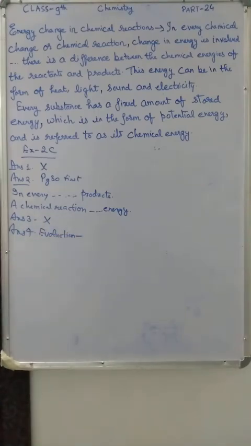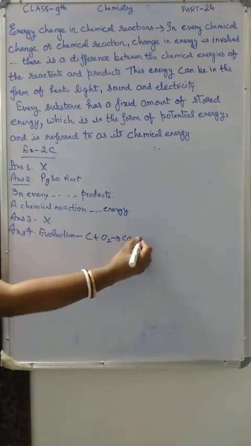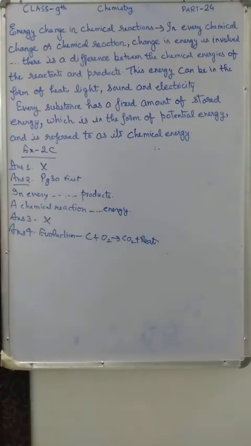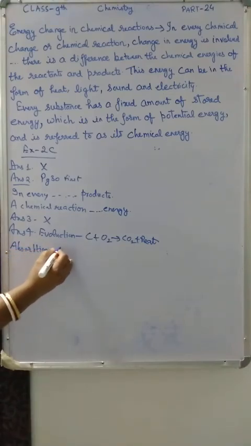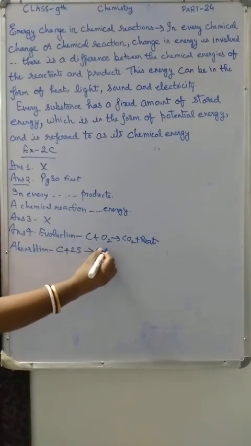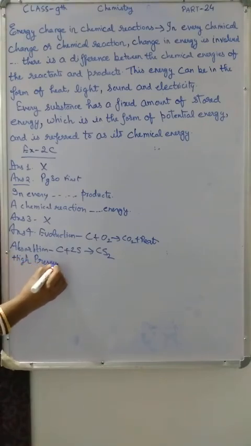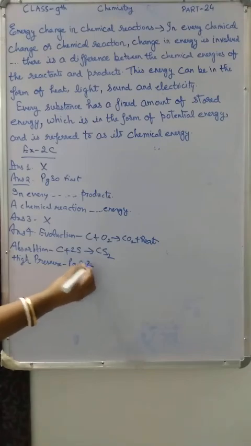exothermic reaction. This one you can write: C plus O2 gives CO2 plus heat. And for absorption of heat, you can write this one: when carbon is reacting with sulfur, you will get carbon disulfide. And for high pressure, you will get this answer on page number 22.